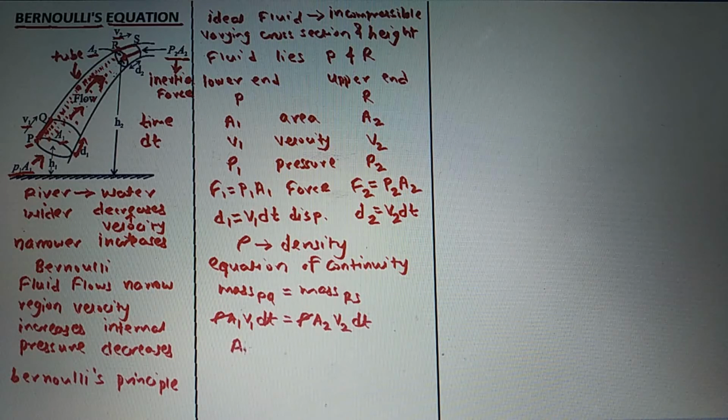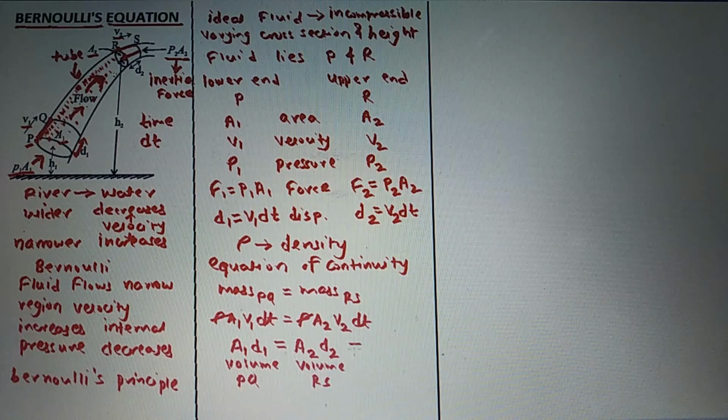So we can write here A1 V1 into dt, that should be equal to displacement d1 here, is equal to A2 into V2 into dt, that should be equal to displacement d2. And this product of area A1 into d1, we can write this as the volume of fluid in section PQ here, and this product of A2 and d2, it should be the volume of fluid in section RS. So the volume of fluid in section PQ and the volume of fluid in section RS both are equal here, that is A1 d1 is equal to A2 d2.